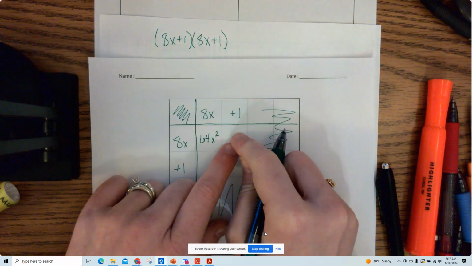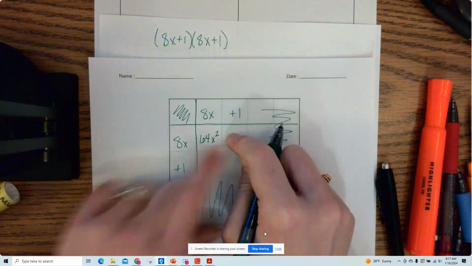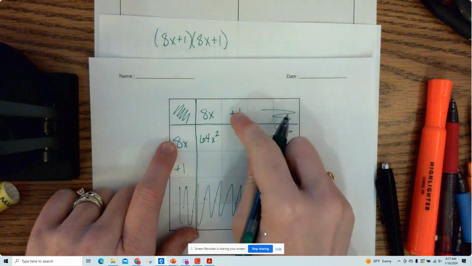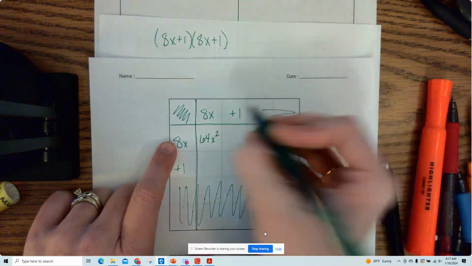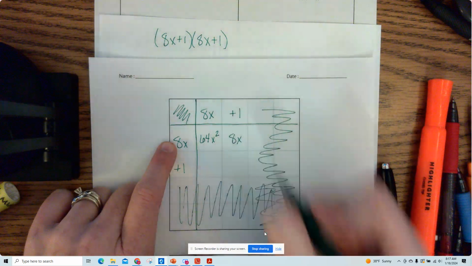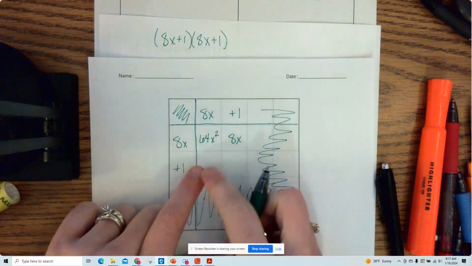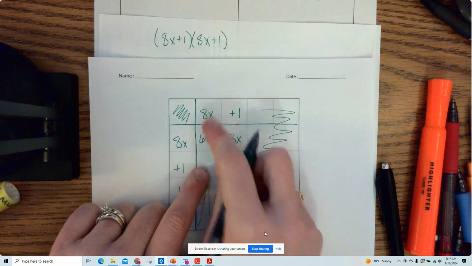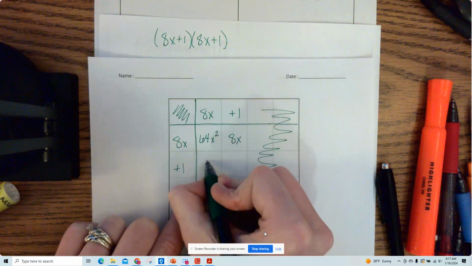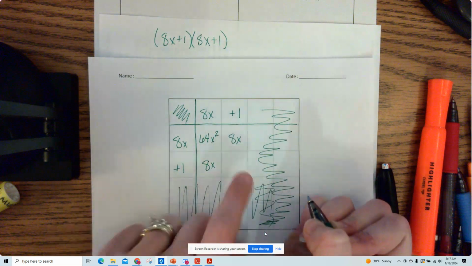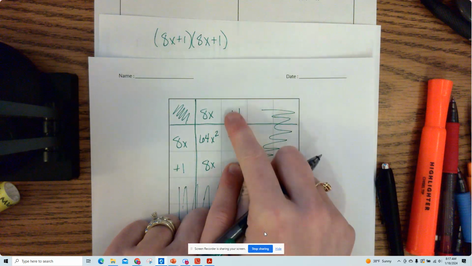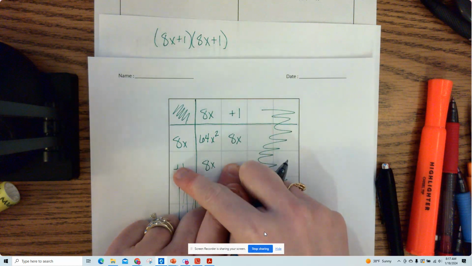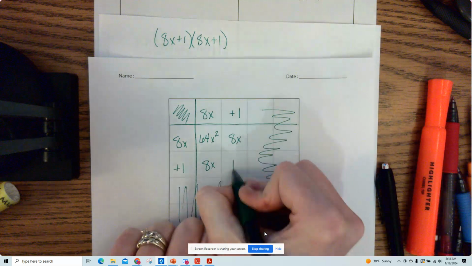So this box would be this 1 times this 8x. 8x times 1, anytime we multiply anything by 1, it stays itself. This box would be this 8x and this 1. So 8x times 1 is 8x. And then this box here is this 1 times this 1. 1 times 1 is 1.